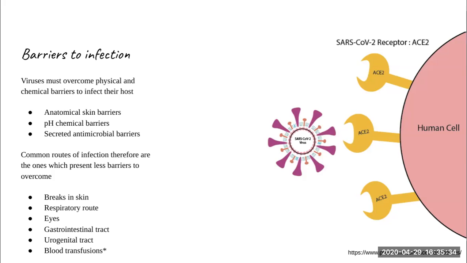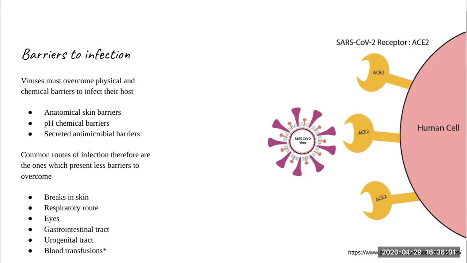We have chemical barriers. The low acidity of the stomach, along with its role in metabolism, also serves to degrade and destroy pathogens as they make their way through the alimentary tract. And so these chemical barriers can be a potent deterrent to viral infection.